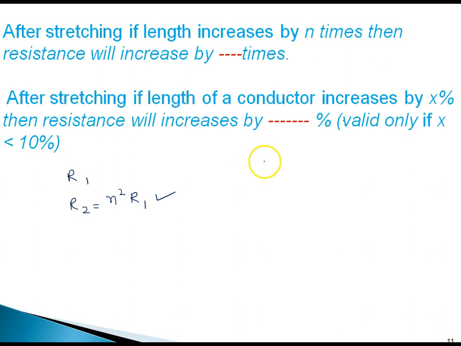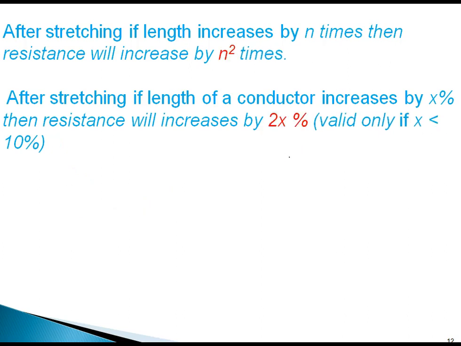remember the first chapter of the class, error and dimension. You cannot say it should be x square. It will be 2x%. Like this.